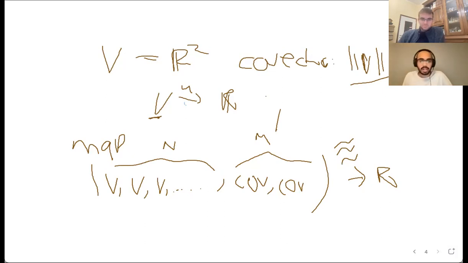But my question was pretty simple: how do you eat a map? Oh, for a covector. That's a fair question. How do you eat a map? Like, how does a function operate on a function, or a map operate on a map?